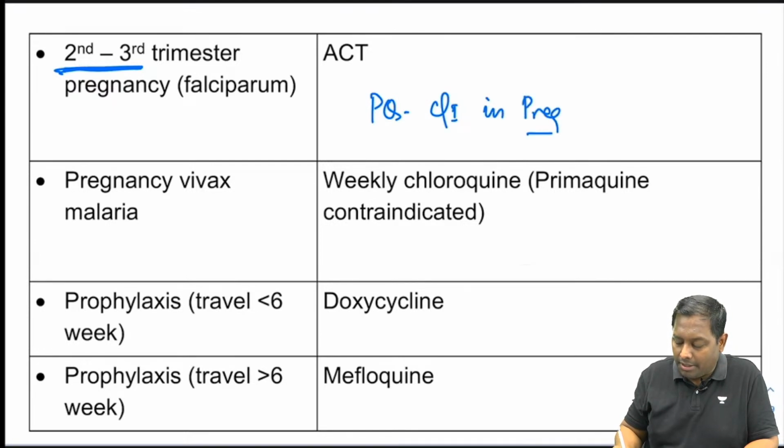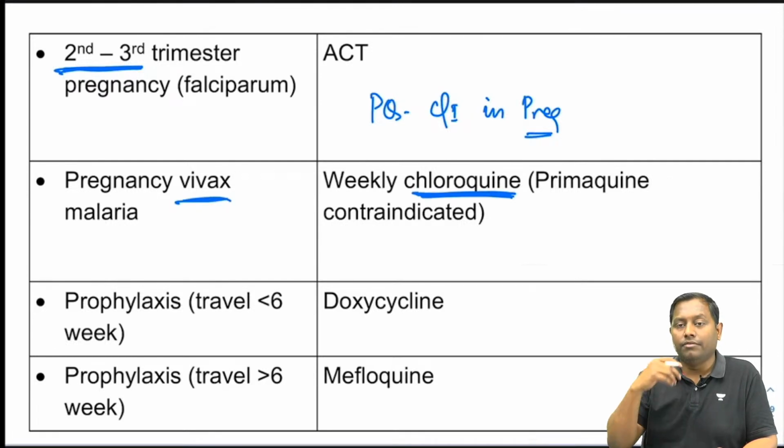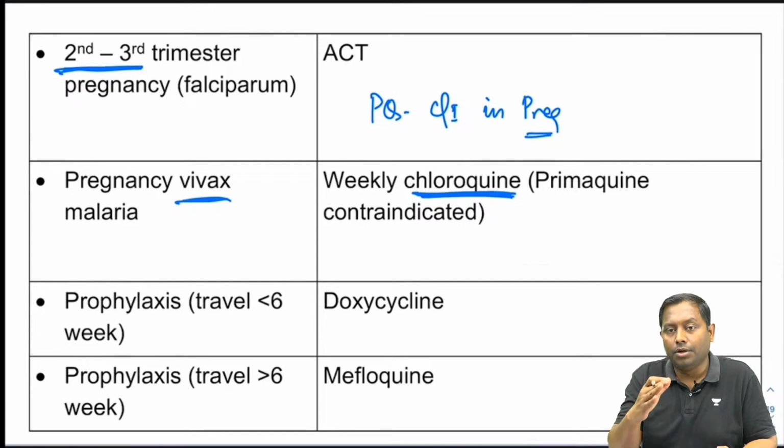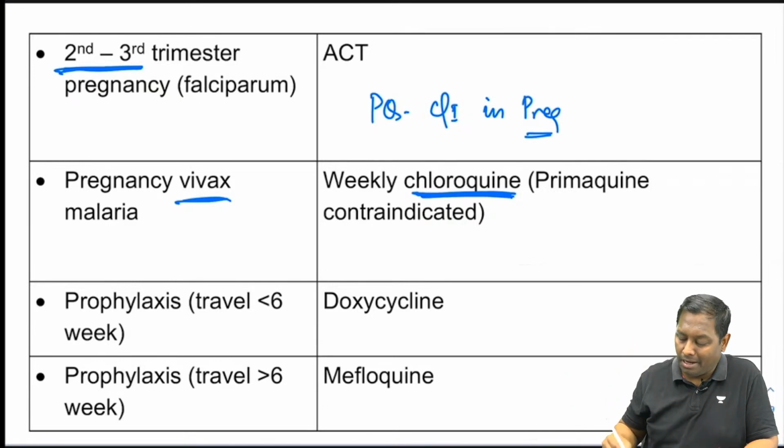Primaquine is contraindicated. If it is Vivax malaria, then we are going to use chloroquine 300 milligram on the weekly basis, right. Initially loading dose हम देंगे 600 milligram, then 300 milligram on the weekly basis throughout the pregnancy we will be giving. Remember, primaquine here also it's contraindicated.